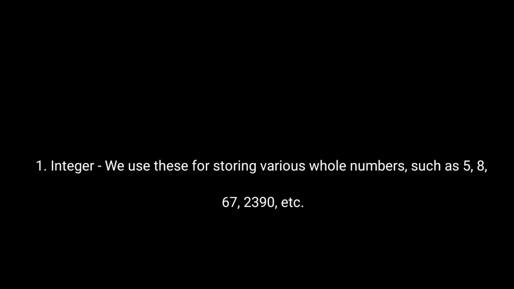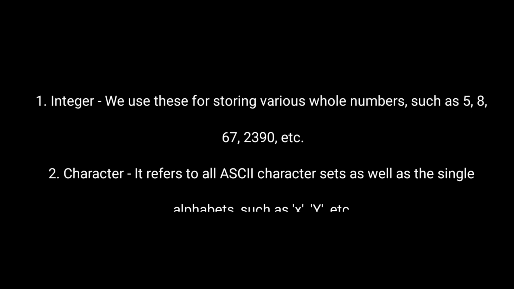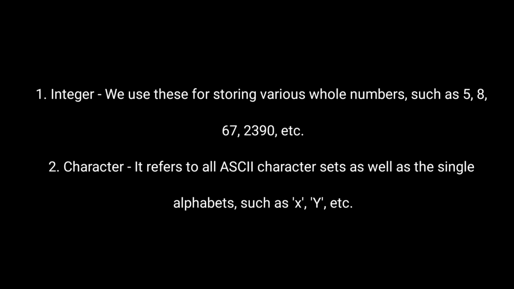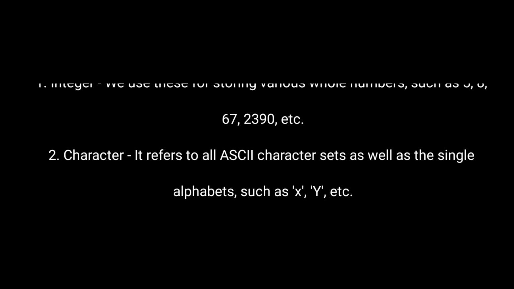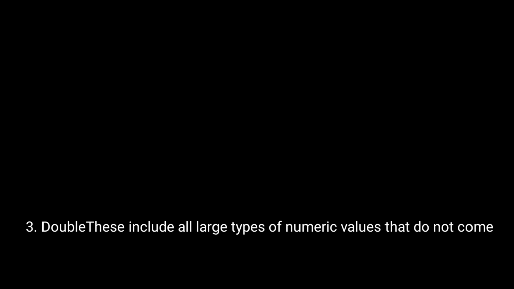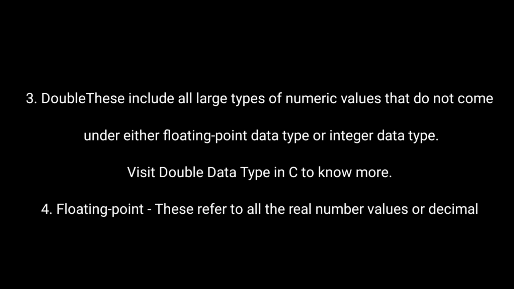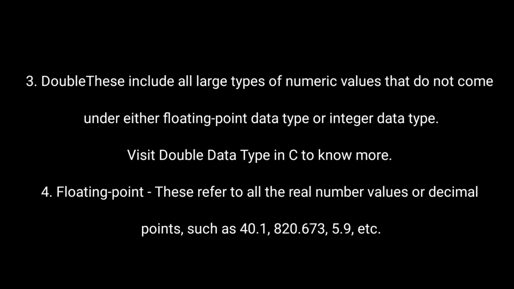First one is the integer. We can use this for storing various whole numbers such as 5, 8, 67, 2390, etc. Second one is the character. It refers to all characters, such as single alphabets such as X, Y, etc. Third one is the double. This includes all types of numeric values that do not come under either the floating point data type or the integer data type. Visit the double data type in C to know more.